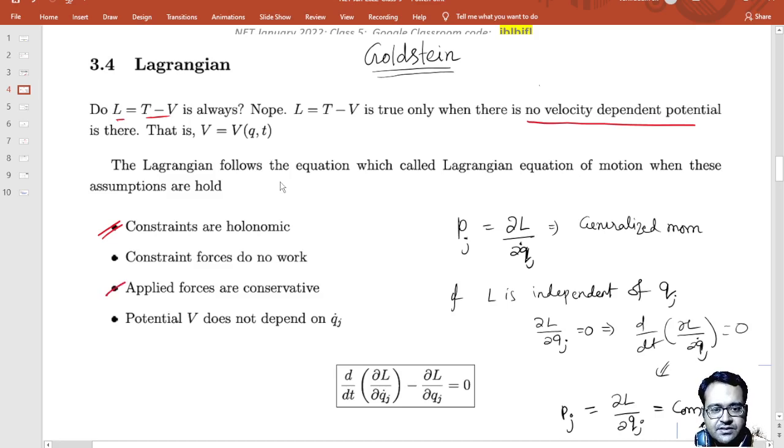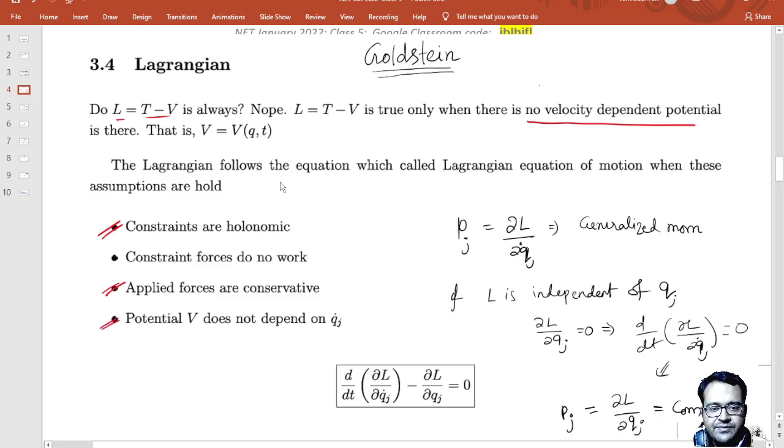The forces are conservative. For non-conservative forces, our Lagrangian equation does not work. Of course, we have a way to apply the Lagrangian formulation on non-conservative forces also. That example, that theorem, is properly done in Goldstein, so you can do it. But for the simple formulations, we do only conservative forces.